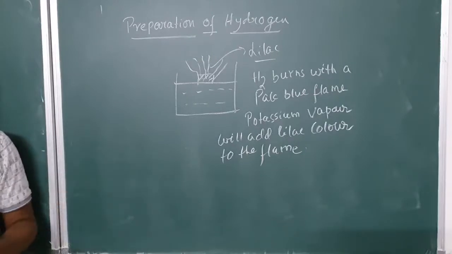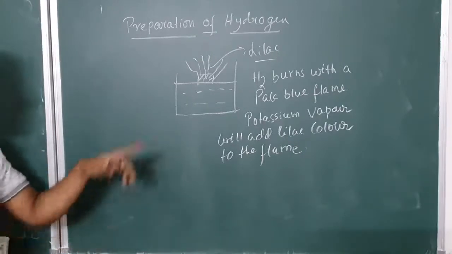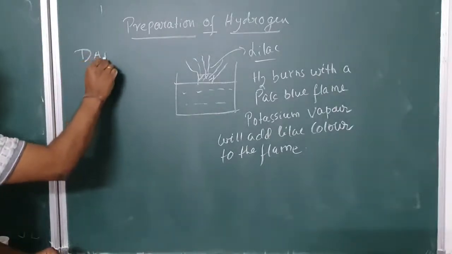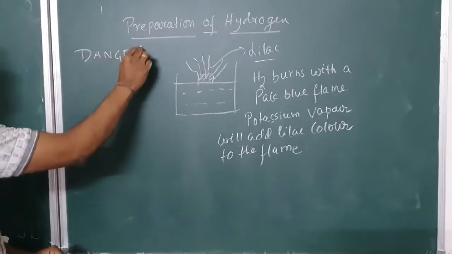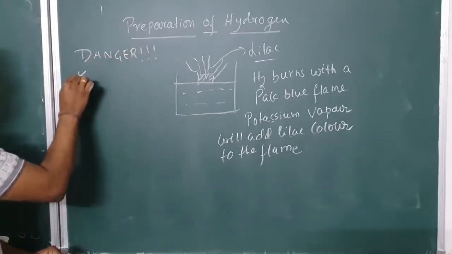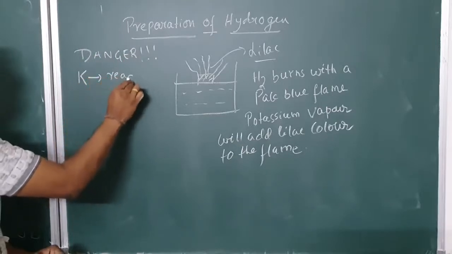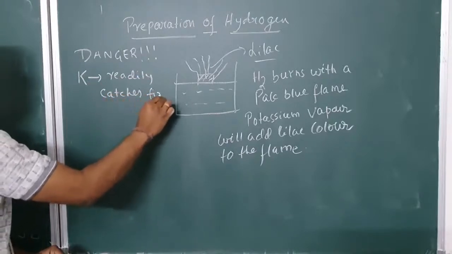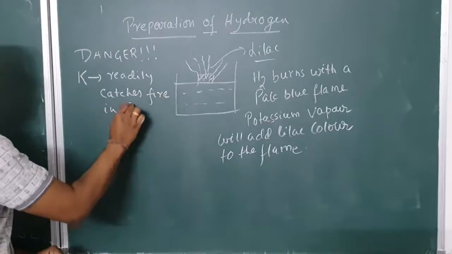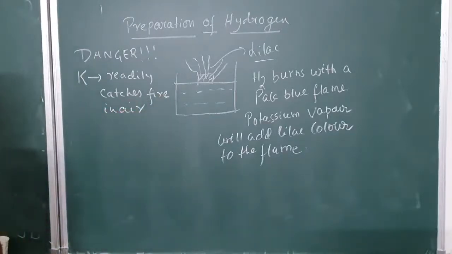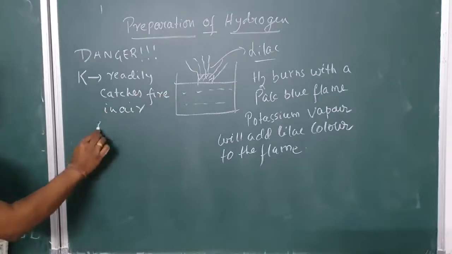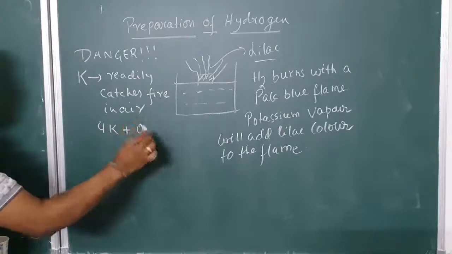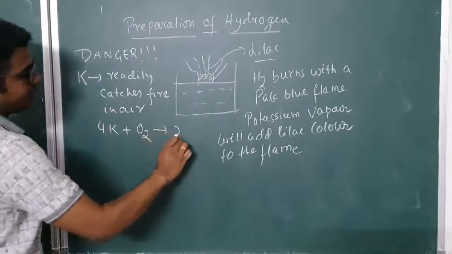Okay, next thing is handling this potassium is very dangerous. It readily catches fire in air. Why? Potassium is a very active metal. Very active metal. So potassium will react with water, oxygen in air, and it will form K2O.